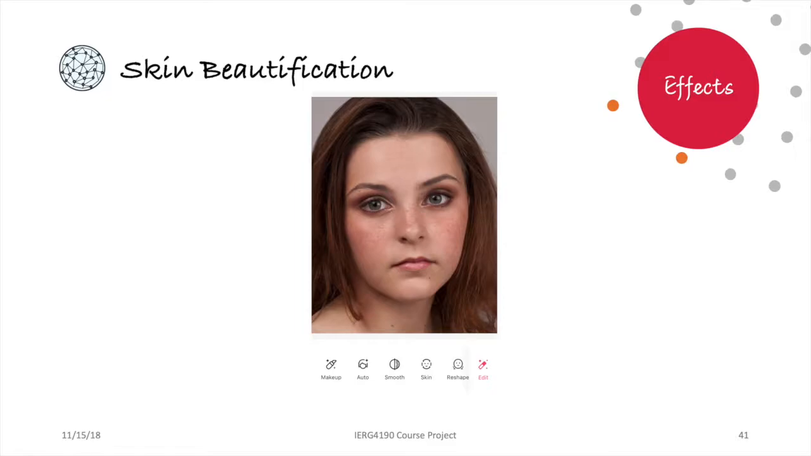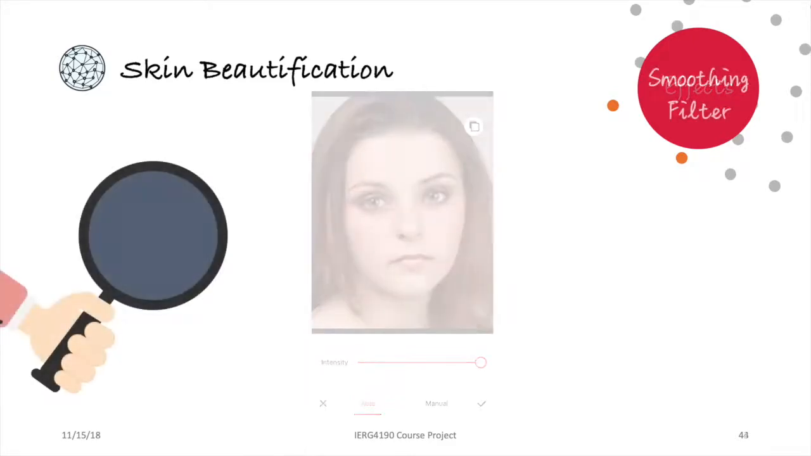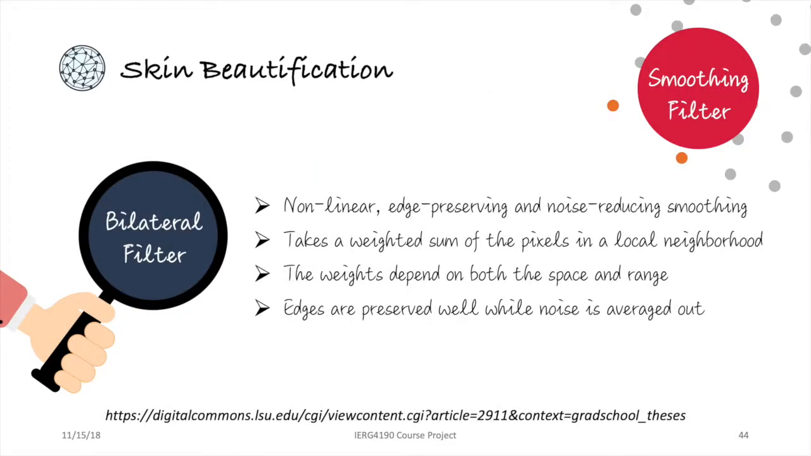Here are some examples of eye enlargement, slimming, and increasing smile. One of the main reasons that people use photo applications like Meitu is that these applications can provide skin beautification functions. When we look at the user interface of Meitu, there is a function called Smooth. As the name suggests, it can smooth your skin and remove flaws such as spots and pimples. To do this, we need a smoothing filter. Bilateral filter is a commonly used technique.